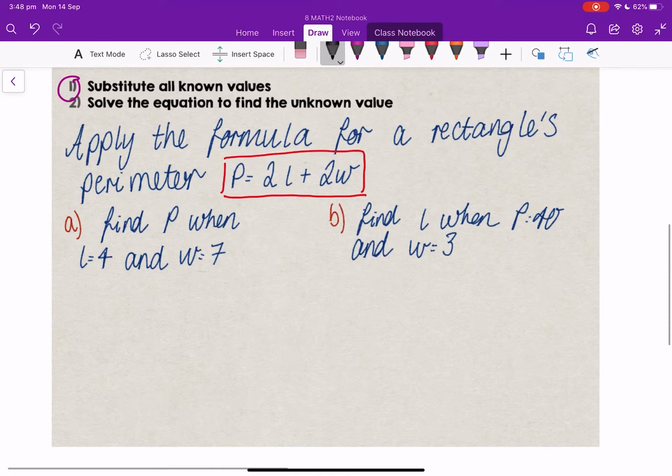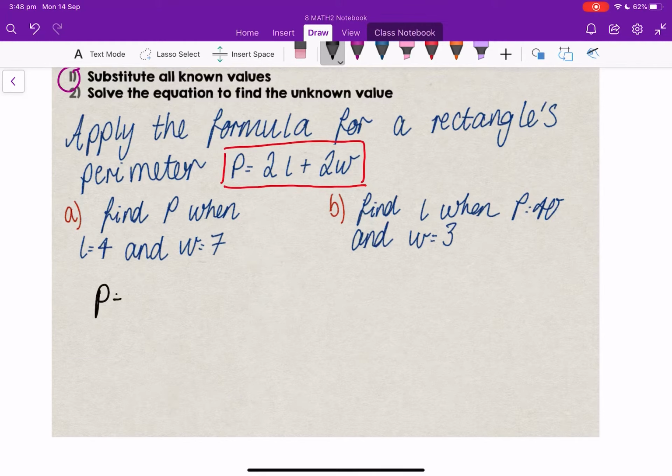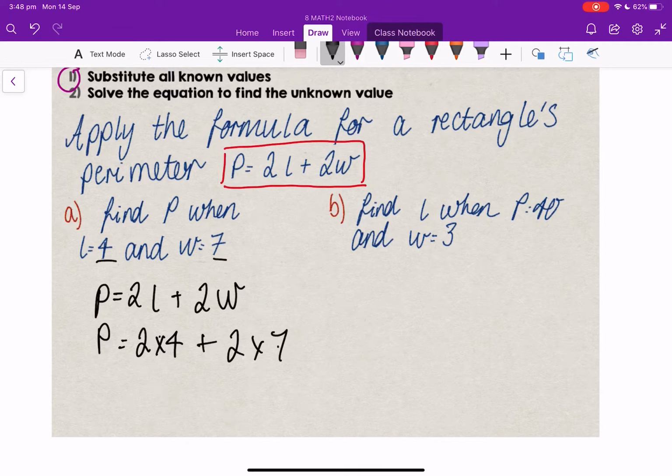So we're going to do step 1, which is to substitute what we know. When we work out these types of problems, the best thing to do is to write the rule out in full. So P equals 2L plus 2W. Now P equals 2 times 4, because L is 4, plus 2 times 7, because W is 7. Now we can use BODMAS to figure this out. We do the multiplication first, so 2 times 4 is 8, plus 14. You add them together, 22. So P, which represents perimeter, is 22.